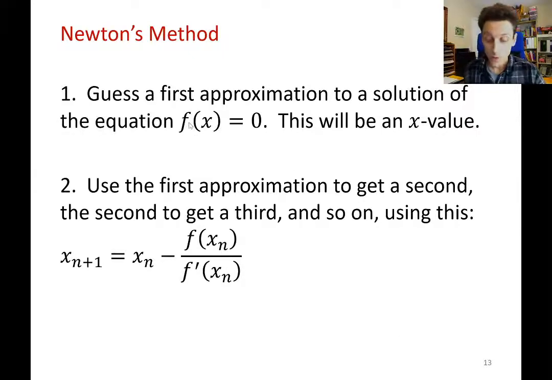So in words, here's what Newton's method would look like. Number 1, guess a first approximation to the solution of the equation f of x equals 0. This will be some kind of x value. Number 2, use the first approximation, x sub 1, to get a second, and then use the second approximation, x2, to get a third, x3, and so on. The way you get from one x value to another is using this formula: x sub n plus 1 equals x sub n minus f of x sub n over f prime of x sub n.